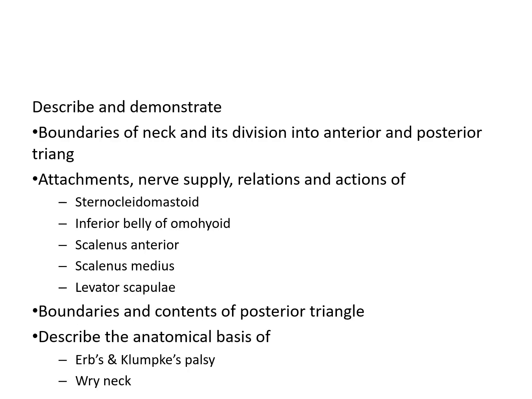After studying this topic, you should be able to describe and demonstrate the boundaries of the neck, its divisions into anterior and the posterior triangle, attachment, nerve supply, relations and actions of the following muscles: sternocleidomastoid, inferior belly of omohyoid, scalenus anterior, scalenus medius, levator scapulae muscle, the boundaries and the contents of the posterior triangle. You should also be able to describe the anatomical basis of Erb's and Klumpke's paralysis, which you have already read about in upper limb, and the anatomical basis of the wry neck.